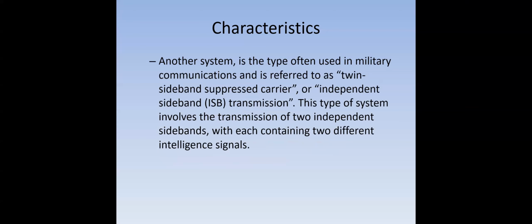Another system is the type often used in military communications and is referred to as twin sideband suppressed carrier or independent sideband transmission. This type of system involves the transmission of two independent sidebands, each containing different intelligence signals. Now, you're thinking, how in the world does this happen? Well, this takes place in the military because instead of wasting our transmission with one bit of intelligence, which contains the same information on the upper sideband and the lower sideband, there is also a way for us to transmit on the same carrier different information on the upper sideband and different information on the lower sideband. So this is a huge benefit for the military.